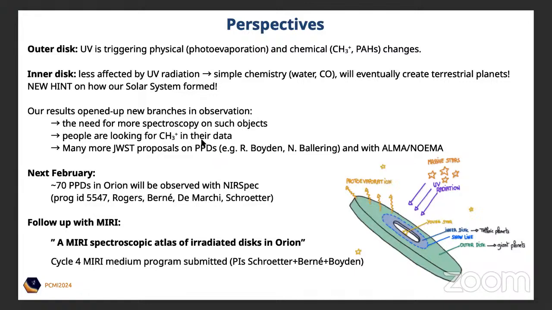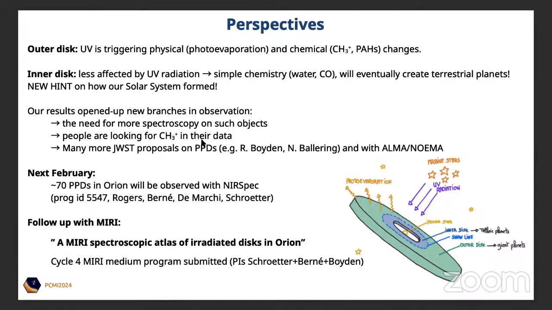So this is my last slide. We've seen that in the outer disk, the UV is triggering physical changes like photoevaporation and chemical changes. The inner disk looks like it's less affected by the UV radiation, so more simple chemistry, and will eventually create terrestrial planets. This gives us new hints about how our solar system formed as well.